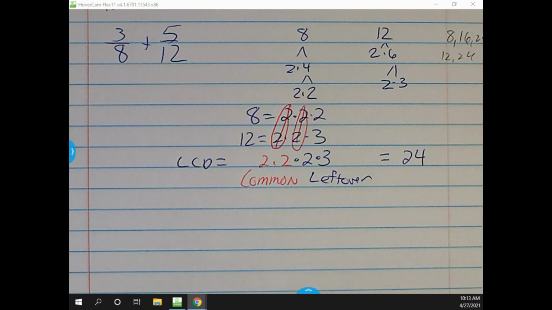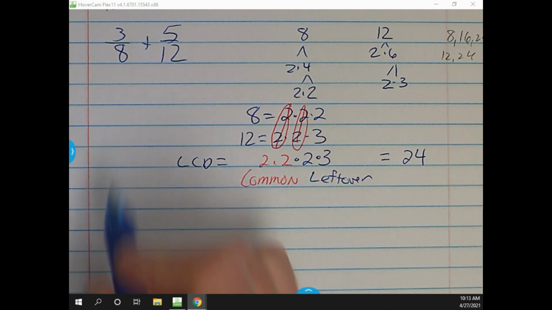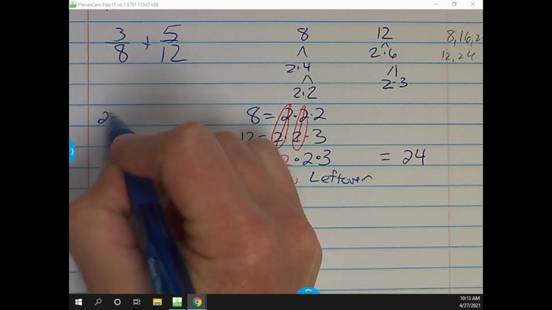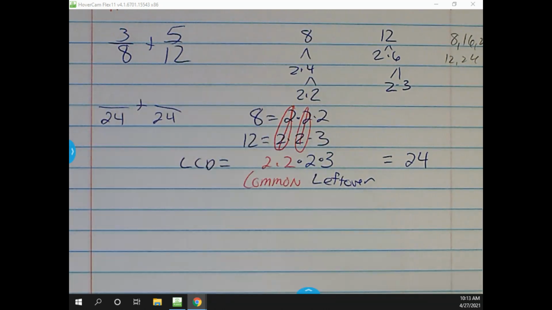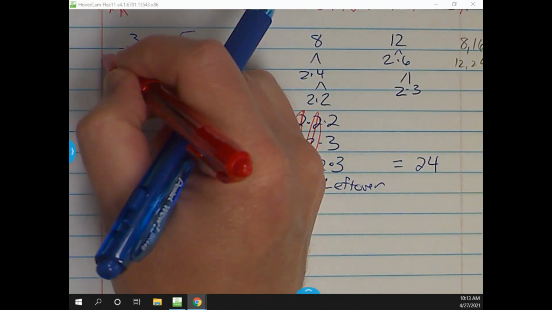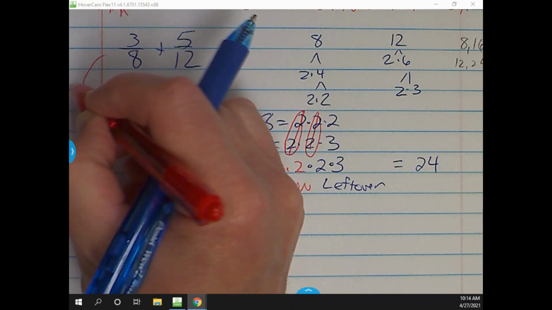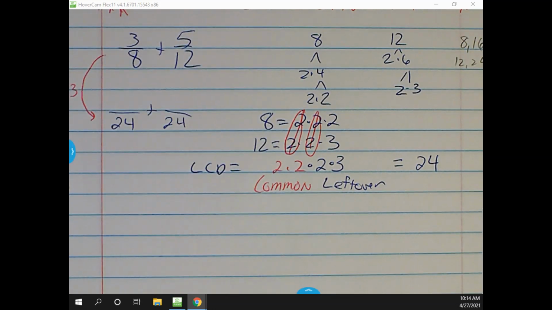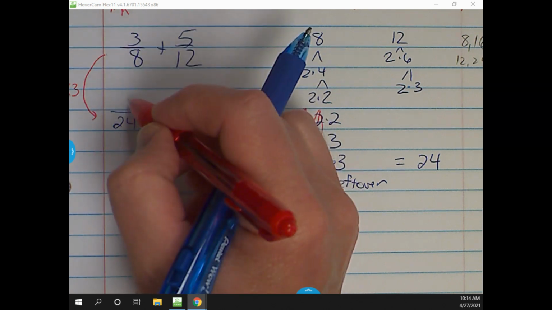Okay, so if we rewrite this one now, here's where we go back to what you would have done before. We're going to take both of these fractions and rewrite them so they're both 24ths. For this particular fraction, on the bottom, to get from 8 to 24, we multiply by 3. And if you multiply by 3 on the bottom, you've got to multiply by 3 on the top. So 3 times 3 makes that 9.